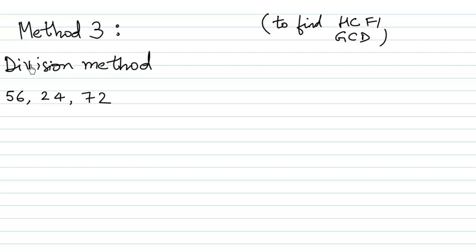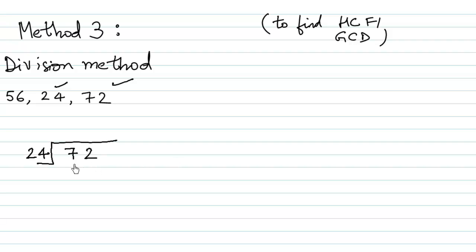Third method, which is the division method. And again, we are going to look at the same example and see whether we get 8 as the answer or not. So in the division method, we'll start with any two numbers, whichever you like. So I'll start with, let's say, the smallest one and the biggest one. And I'm going to write down the smallest number over here and the biggest number inside.